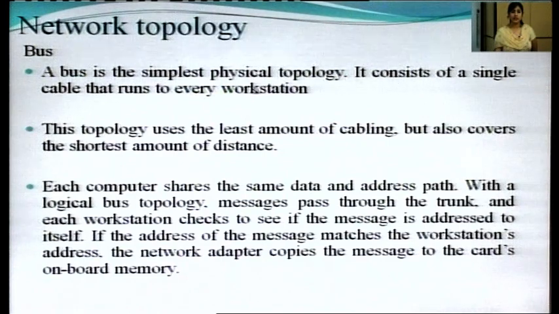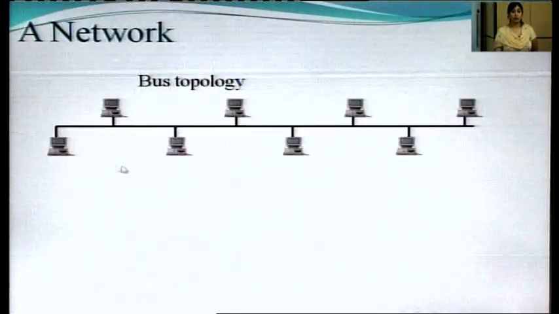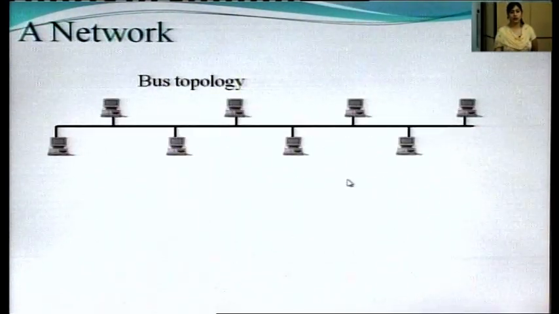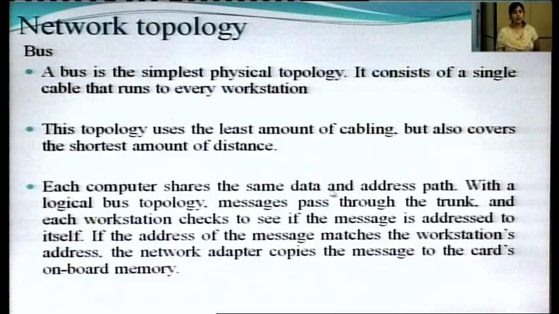It consists of a single cable that runs to every workstation. This topology uses the least amount of cabling but also covers the shortest distance, meaning you cannot use this topology in a large area. Each computer shares the same data and address path with the logical bus topology. Messages pass through the trunk, and each workstation checks to see if the message is addressed to itself. If the address of the message matches the workstation address, the network adapter copies the message to the card's onboard memory. What does this mean?